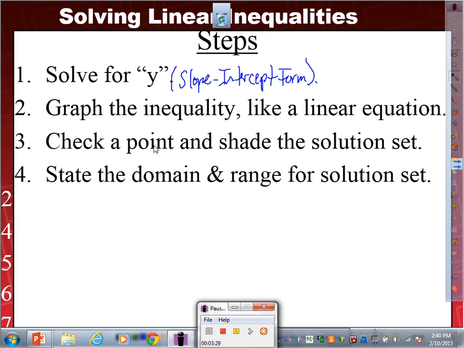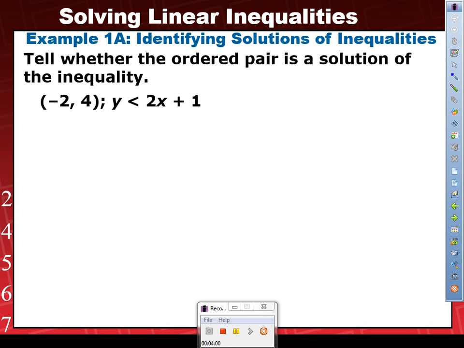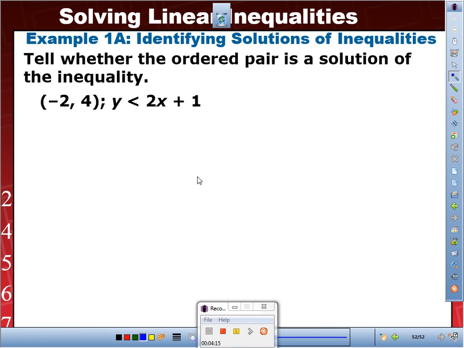Now, to get us started, before we start graphing, I want us first to check a point without graphing. So turn your Cornell notes over, and in the back, copy this down, please. Example 1A: tell whether the ordered pair is a solution of the inequality. The ordered pair is negative 2, 4, and the inequality is y less than 2x plus 1. Copy that, please.